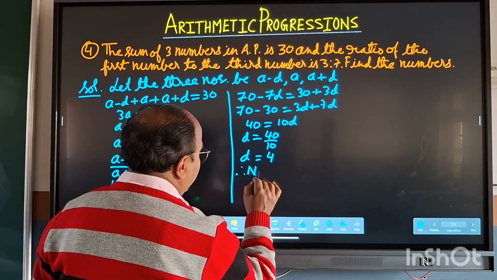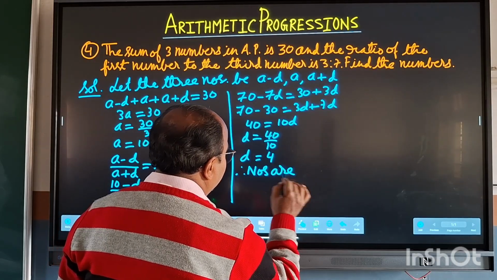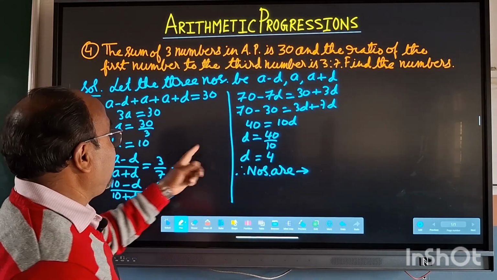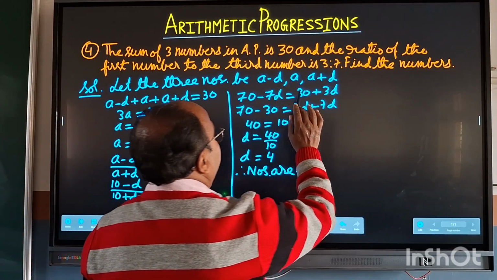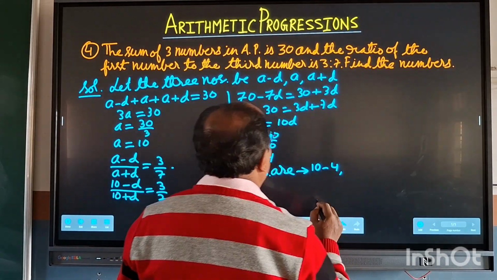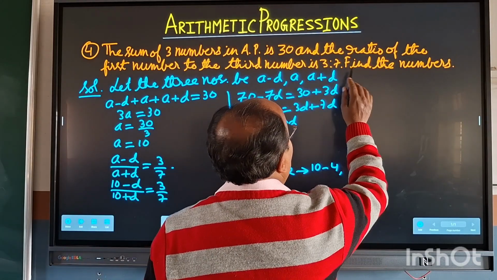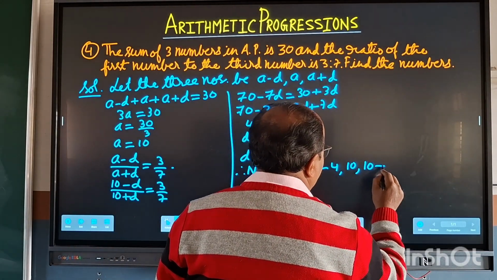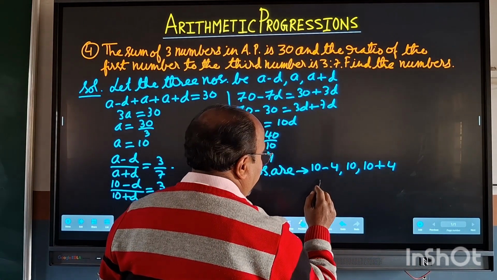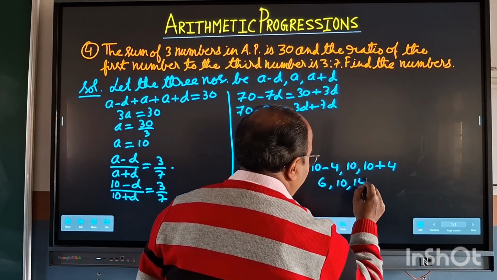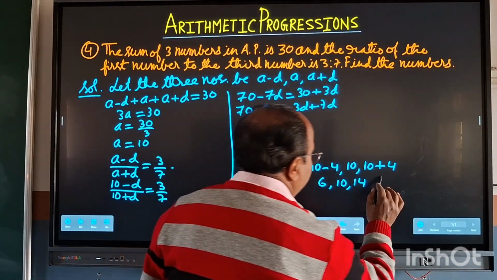Therefore, the numbers are, A is 10 and D is 4. So A minus D was my number, so 10 minus 4. A is 10, so next was A, so 10. And then A plus D, so 10 plus 4. It means the numbers are 6, 10, and 14. So this becomes the answer.